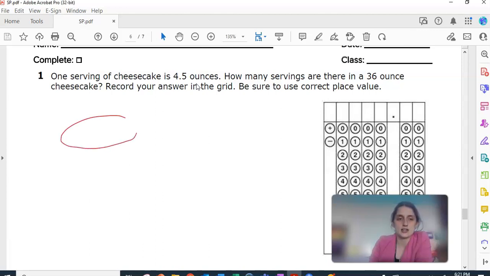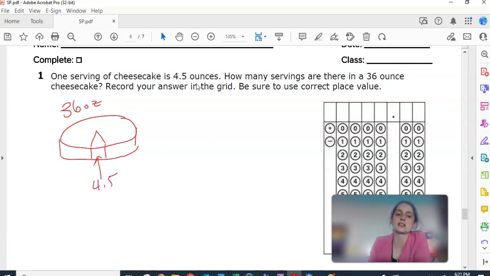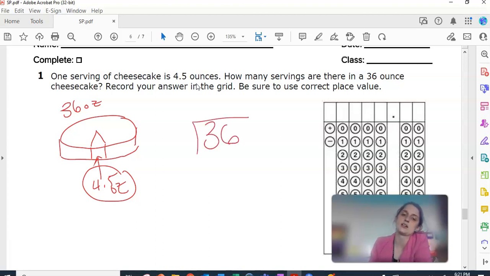So the entire cheesecake. Wow, great art skills, Miss Douglas. There's a cheesecake. Yum. The entire thing is 36 ounces. We are slicing it into pieces that are 4.5 ounces each. The question is, how many slices can you get? How many servings can you get out of this 36-ounce cheesecake? So we are going to be dividing this cheesecake up into chunks that are 4.5 ounces each. So the entire cheesecake split into serving sizes.